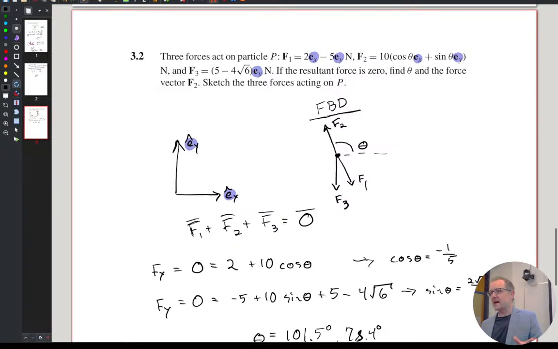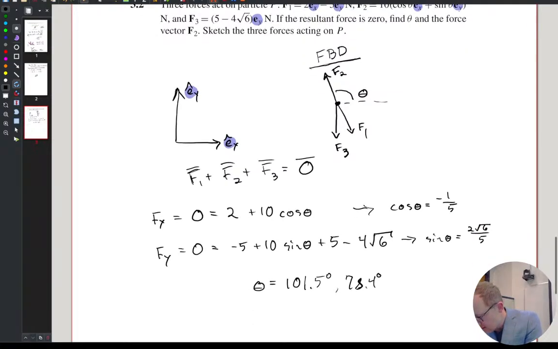So if this is my diagram, like this is how I'm defining F1, 2, 3 and my angle theta, then it's got to be that 101.5. Otherwise, the sum of the forces is not 0. Like it's not pointing opposite.